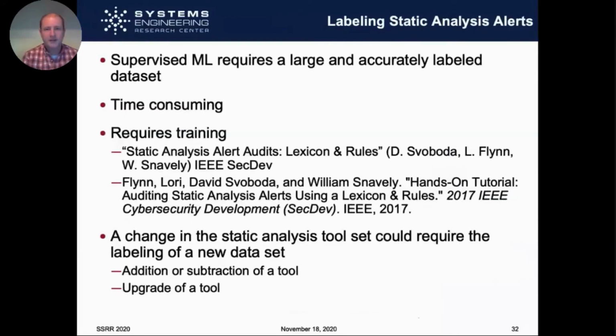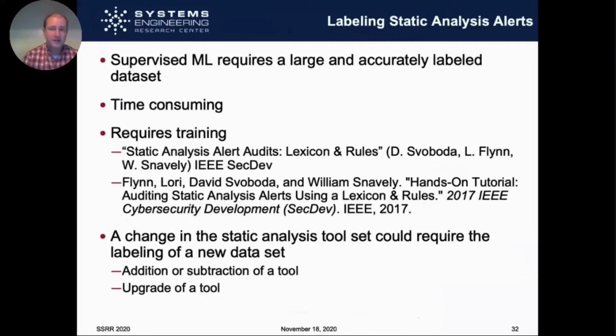However, all these supervised learning methods require a large and accurately labeled data set. And this appears to be the primary bottleneck in widespread adoption of machine learning to analyze the results of static analysis tools. Getting these labels can be time consuming because you need an expert to go in and assess each of the alerts and then label whether it was a true positive or false positive based on some type of criteria, which also needs to be developed. This requires training. So a novice does not have the skills to do this.